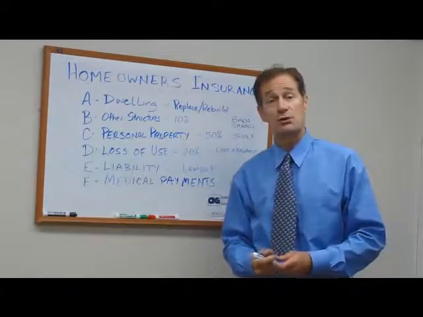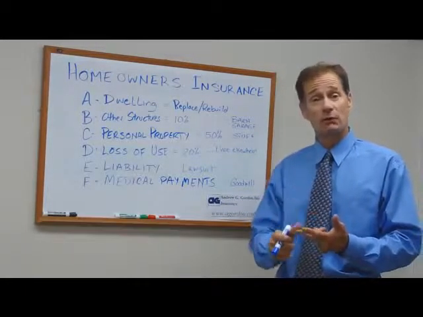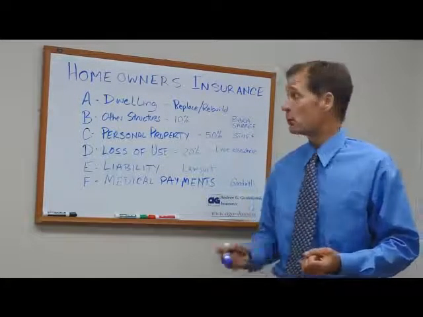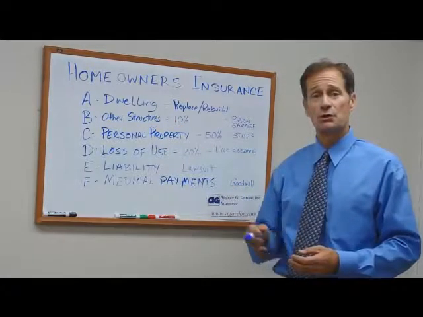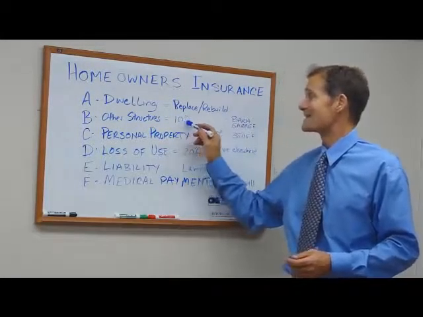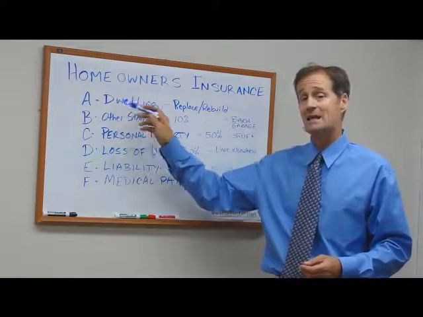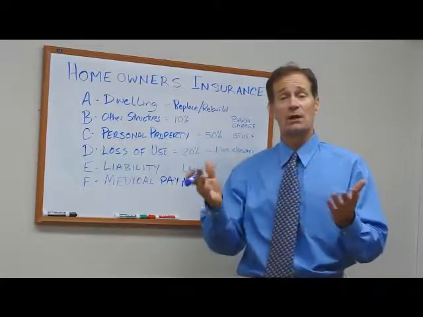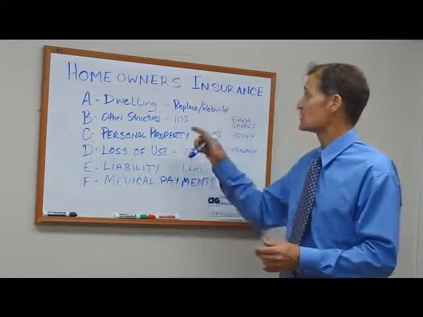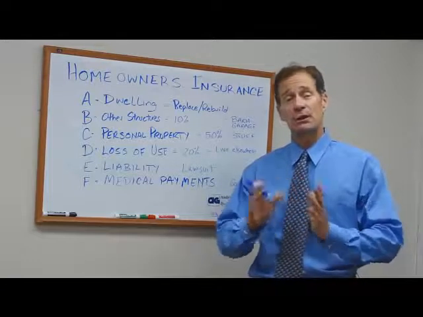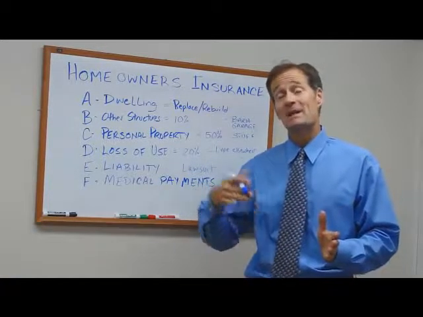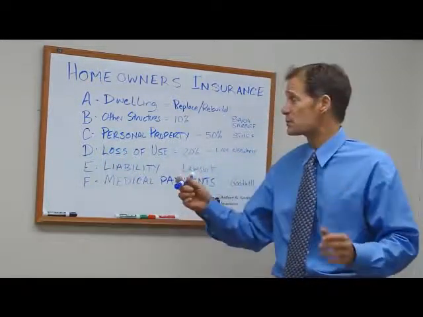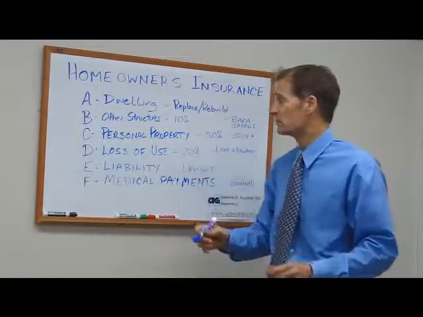The next part is other structures. Do you have a barn? Do you have a garage? Do you have a shed? Swimming pool? All of these are considered other structures. The default for other structures is 10% of coverage A. So if you have a dwelling with a value of, say, $400,000, your other structures automatically you'll get $40,000 for free. If you need more, you can buy it. If you don't, there's no credit for taking it off. It's built in for free.